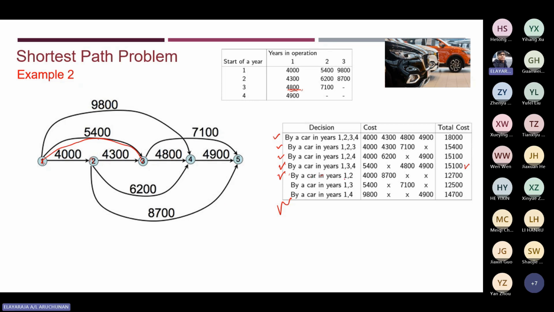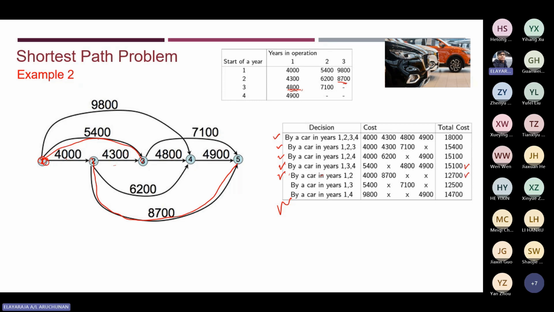Option 5: you buy a car in year 1 and year 2. When you buy a car in year 1, it's 4,000. Then you buy in year 2, but keep it until the end of year 4. All the operation cost, everything counted, is about 8,700. If you calculate everything, it's 12,700 altogether.